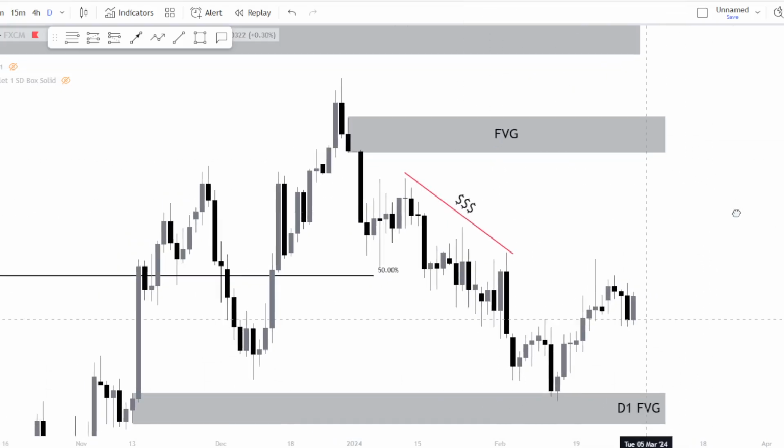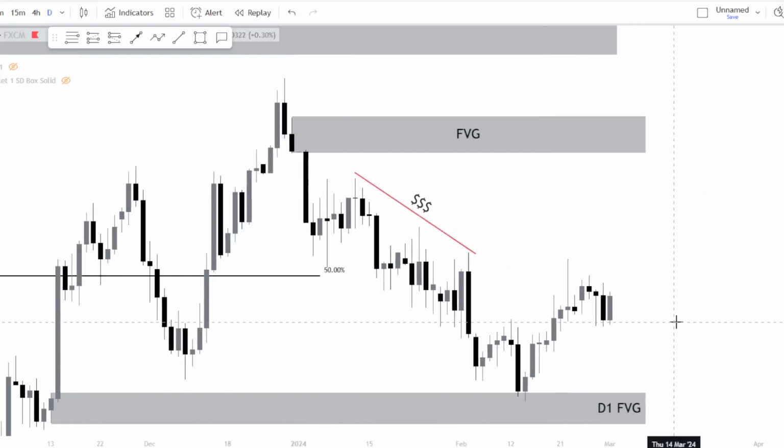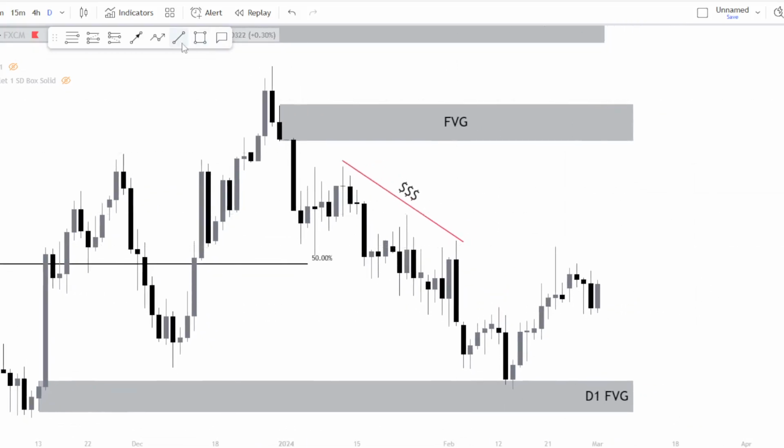So with that being said, we have a narrative and a reason for higher prices on this chart, right? It's to head higher, sweep this liquidity, and target at least this fair value gap over here. Then from here, we reassess, okay?